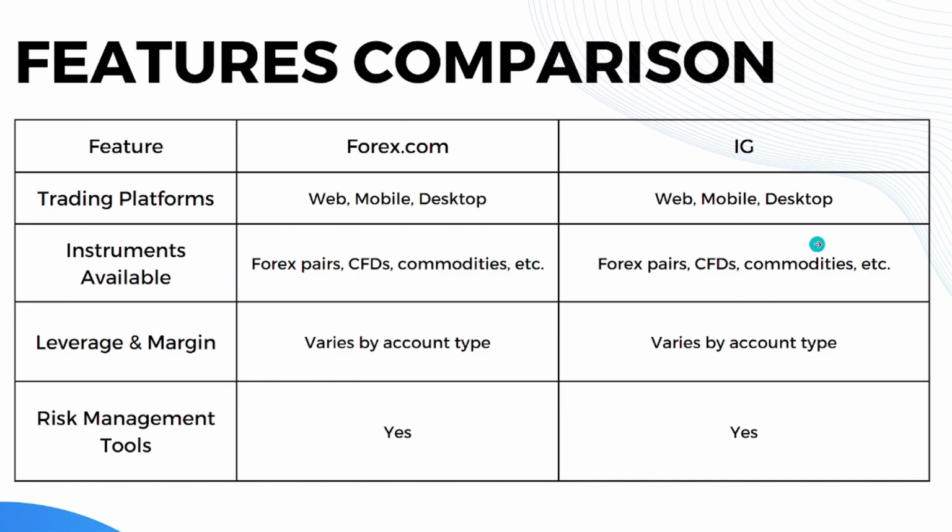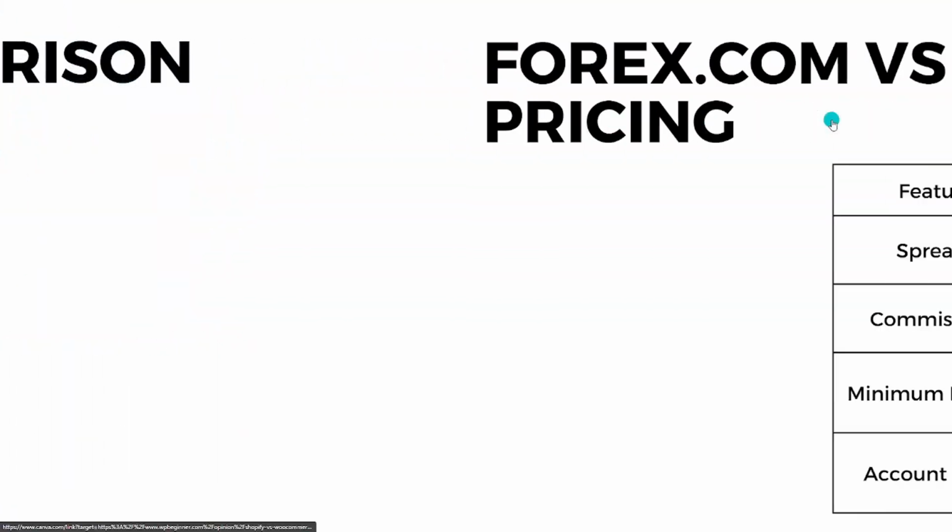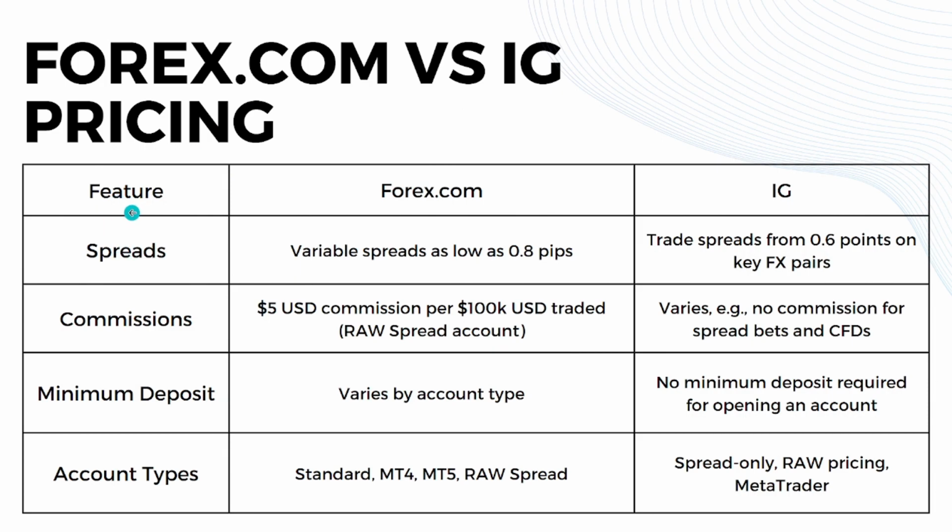So now we're done with the features comparison. Let's go directly to the pricing comparison. So when we talk about the spreads, forex.com has a variable spread as low as 0.8 pips, while IG has spreads from 0.6 points on key FX pairs.